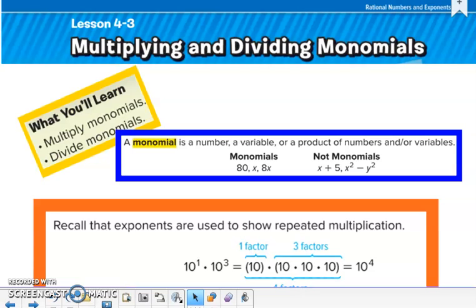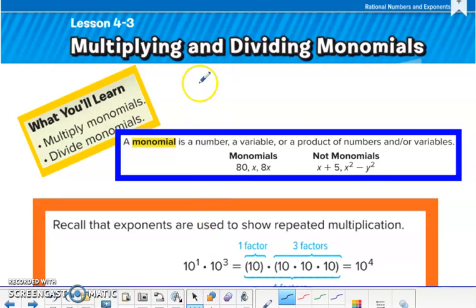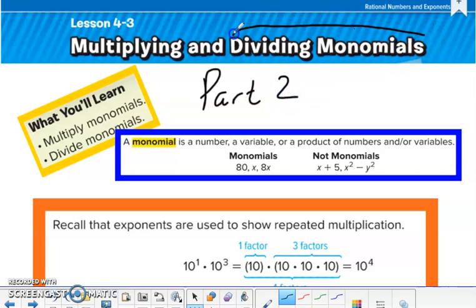Hello everybody, this is Mrs. Ellsworth, and what we're going to be talking about again is lesson 4-3, but this time it's going to be part 2. We are just going to be talking strictly about division, dividing monomials. Do you remember that a monomial is any type of number or variable or a combination of the two where you don't have an addition or subtraction sign?